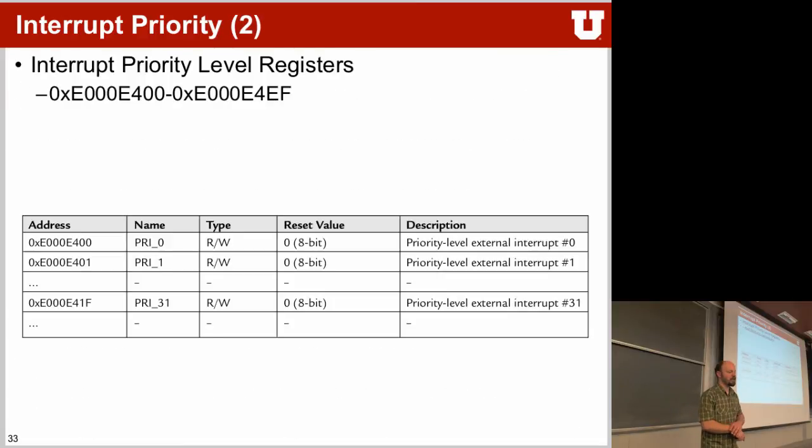So where do you set this? Well, interrupt priority levels, there is a big register array again. It goes from 400 to 4EF. And each one of these registers is the priority level for one of the interrupt lines. So for example, at E400, you have an 8-bit number that's the priority level of the external interrupt 0. 401, so 1 byte higher, it's for interrupt number 1. For 41F, for example, it's for interrupt 31, and so on. So you have 1 byte per interrupt where you can configure its priority level.